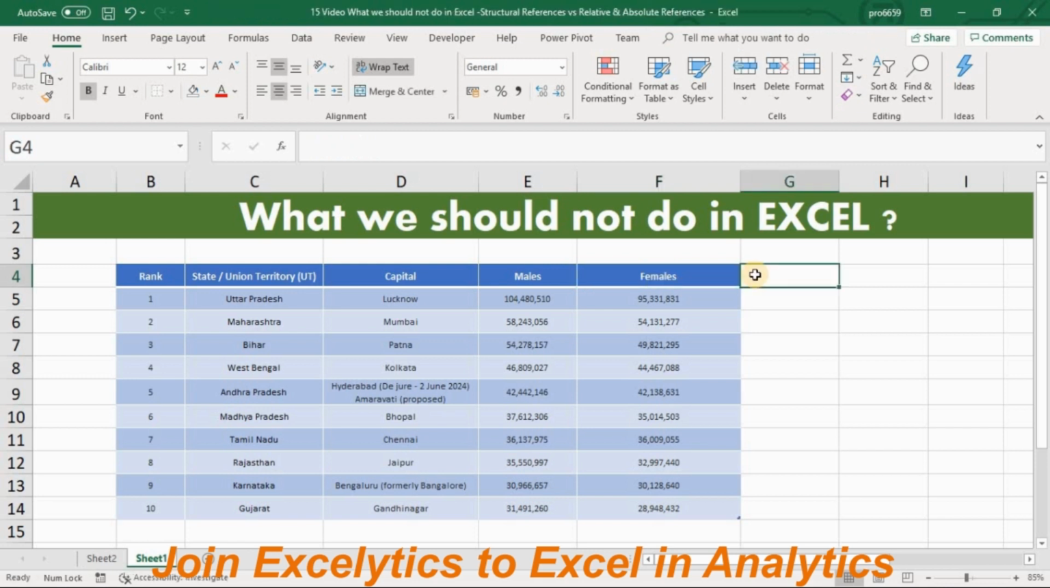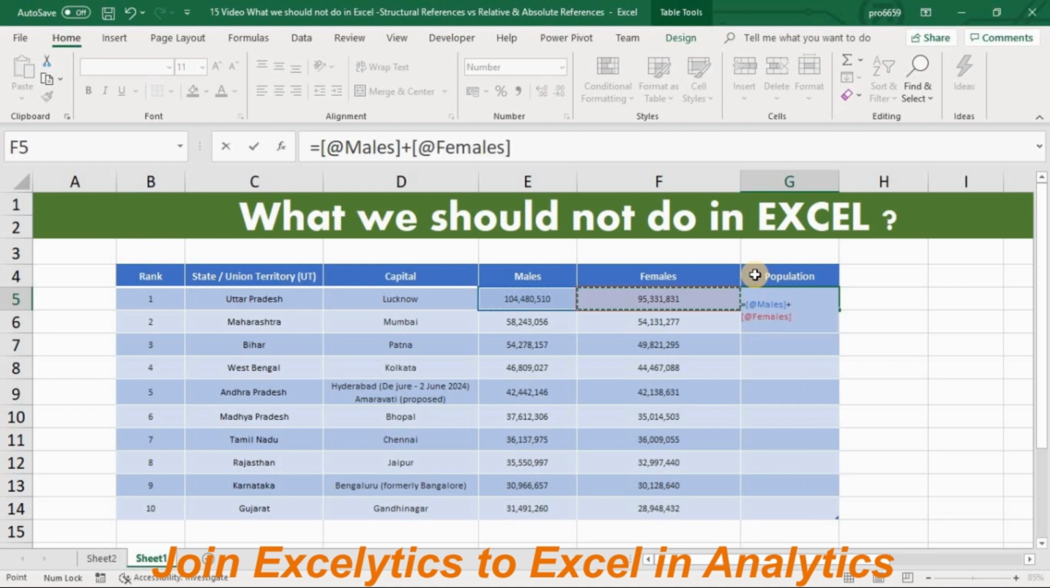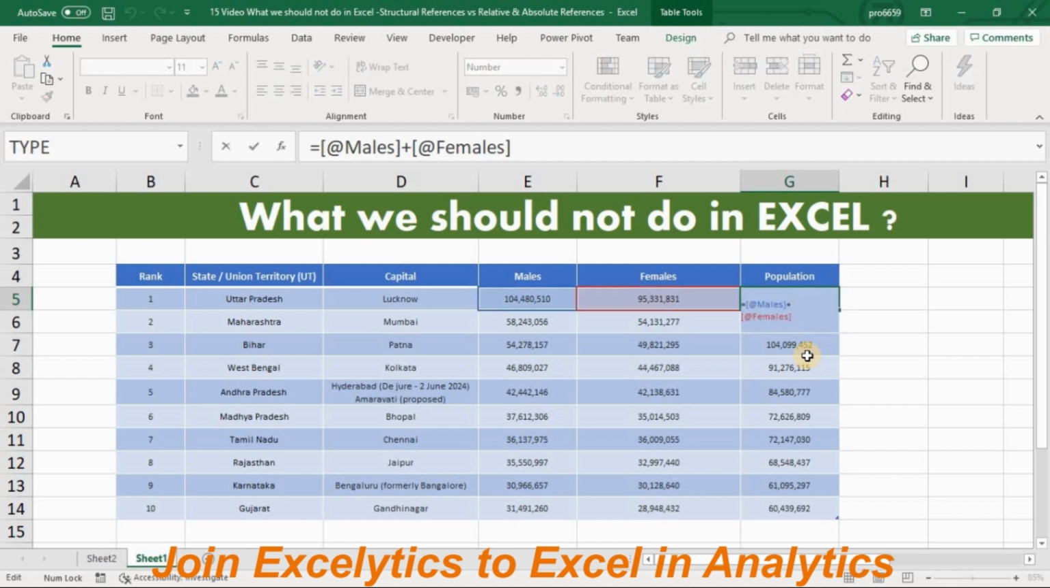Simply, I will write the column heading as population and then I will sum up the male plus female population. So we can see the formula is updated for all the rows. Here, if you look at the formula, we see @Males and @Females.